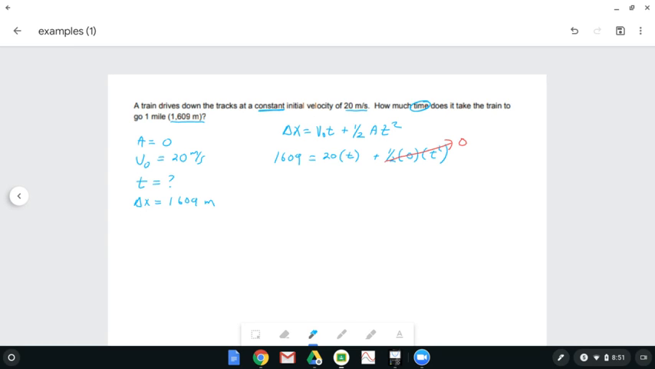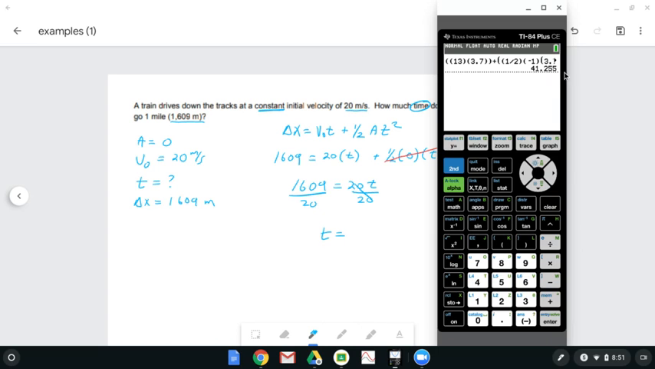So if I want to get t all by itself, let me go ahead and rewrite this. 1,609 is equal to 20 t. I'm just going to divide by 20 to solve for my final answer. Bust out my calculator here. I have 1,609. I'm going to divide that by 20 meters per second.